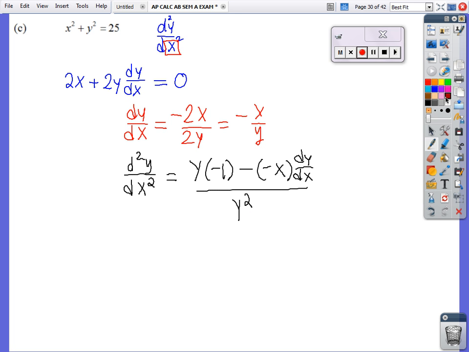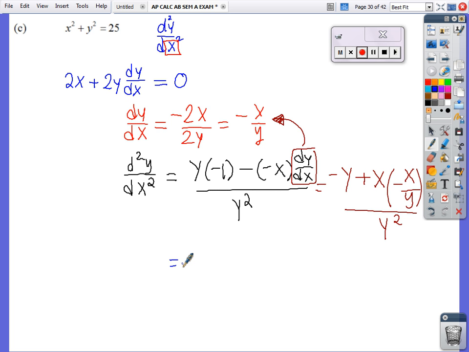To simplify this, I am going to just rewrite. So I get negative y plus x, but the dy dx is the same as this that we got a second ago, so I'm going to substitute that in now. All over y squared. My next step would be that in the numerator, I now have negative x over y, and then the whole thing over y squared.